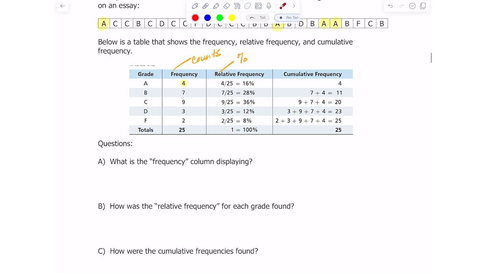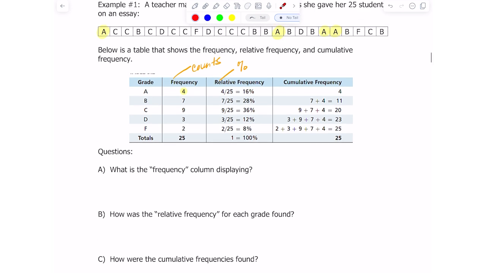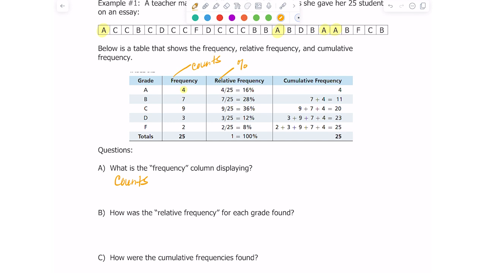So for instance, if I said to you, what's the frequency or how many students scored a C or better? Well, you know that it's 20 because it includes the 9 plus the 7 plus the 4. Or how many students scored worse than a C? You know that it's 25 minus 20, so 5 people, right? So the frequency column displays just the counts. And in this case, it's the counts of the number of students that scored an A through an F on the test. So frequency is just counts or number of data values in each category.